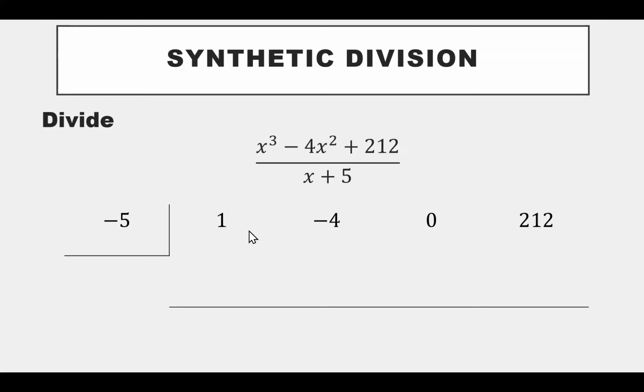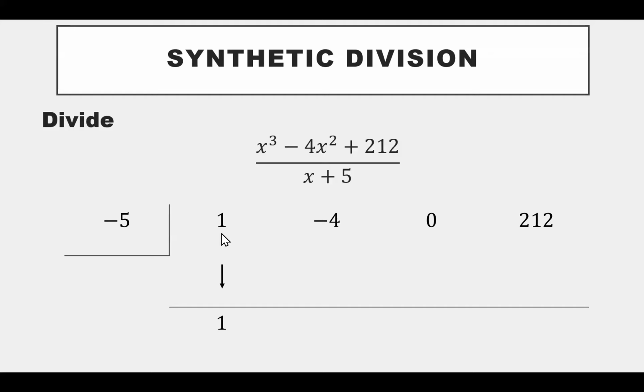along this top row. So the coefficient of the x to the third term is 1. Coefficient of x squared is negative 4. We don't have an x to the first term, so that is a coefficient of 0. And then 212 is my constant term. We need to do that in descending order as well.